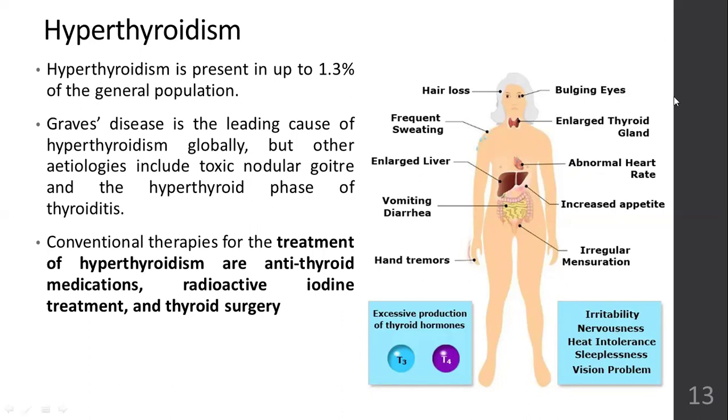Symptoms: hair loss is seen in both cases, bulging eyes, sweating, enlarged liver, abnormal heart rates, heart palpitations, vomiting, diarrhea, increased appetite. Irregular menstruation is common in both. Hand tremors are associated with nervousness and anxiety. When your heart rate is too high and you sweat a lot, hand tremors are automatically a side effect of these symptoms.